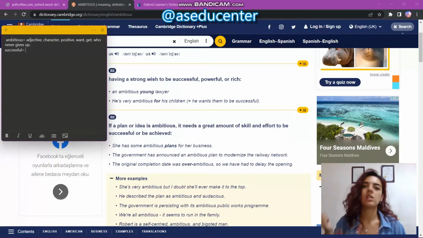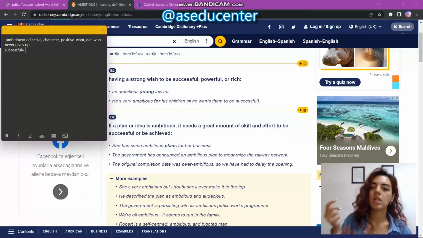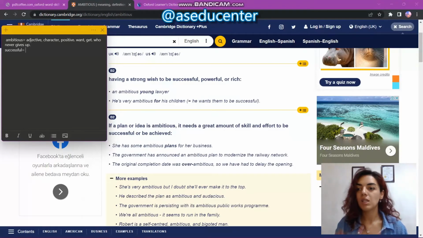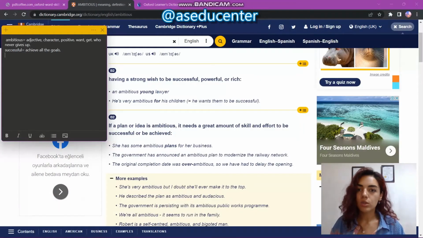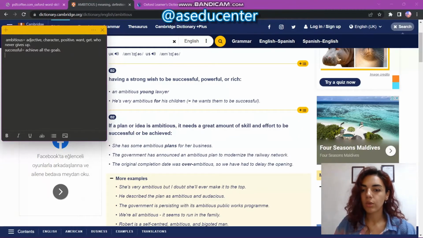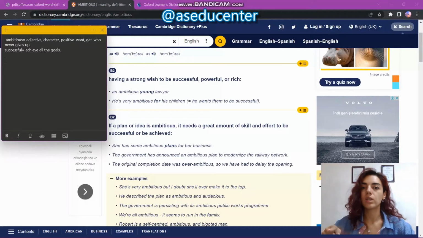You will check the pronunciation, you will check the spelling, accent, and you will try to understand the meaning. So we check the sentences, because once you learn the word, it's not done. If you don't know how to use this word, it doesn't make sense. Okay, so ambitious, it's a character, but how can I use it in a sentence? For this, again, this Cambridge dictionary will help you because there are so many examples to understand the word. It says, he's very ambitious for his children. You can make your own example here.